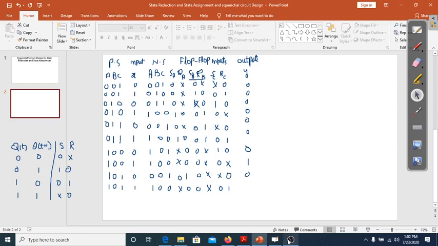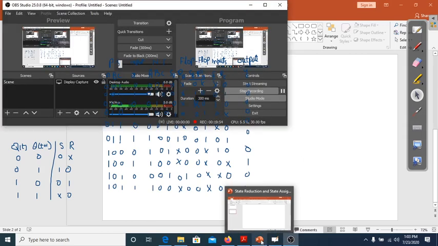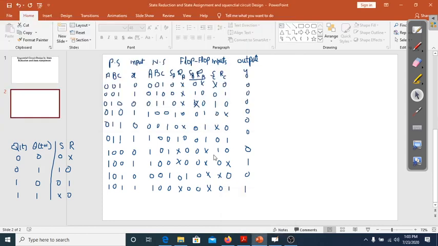Sorry, the output was missing here, so next I will use a Karnaugh map to simplify these flip-flop inputs and give an output. Let me simplify first for the input set SA. In this case, I will use a Karnaugh map.